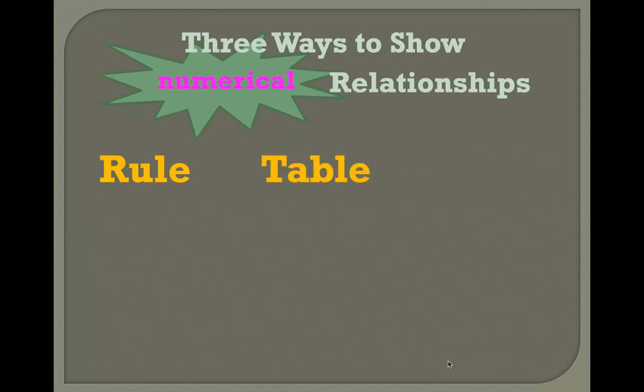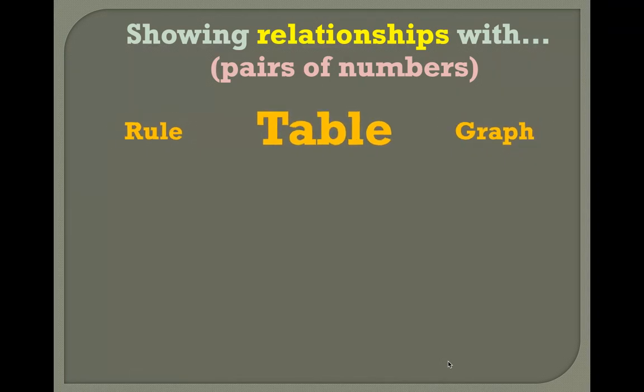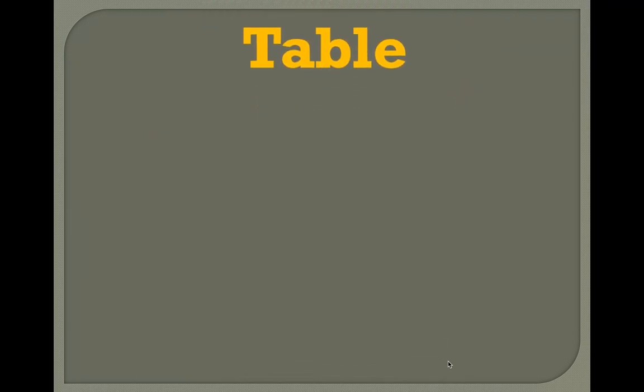A table is a good way to show various pairs of numbers. A graph really kind of shows us what is going on. Is it a more and more relationship, a more or less relationship? It just depends. So three ways to show a relationship: showing relationships with rule, table, graph. And that's going to be a magic sentence, but I'll go over those at the end. We're first going to look at a table.